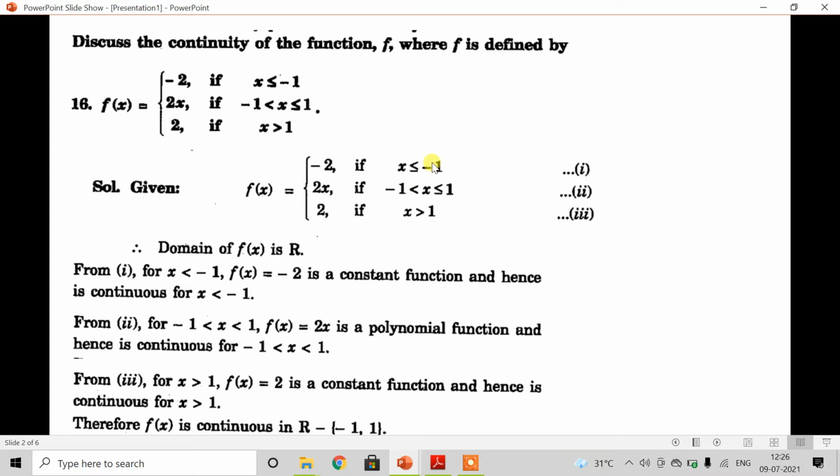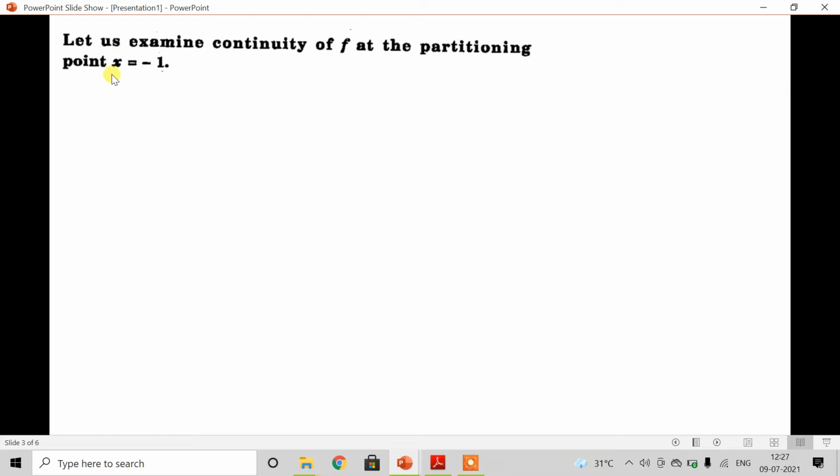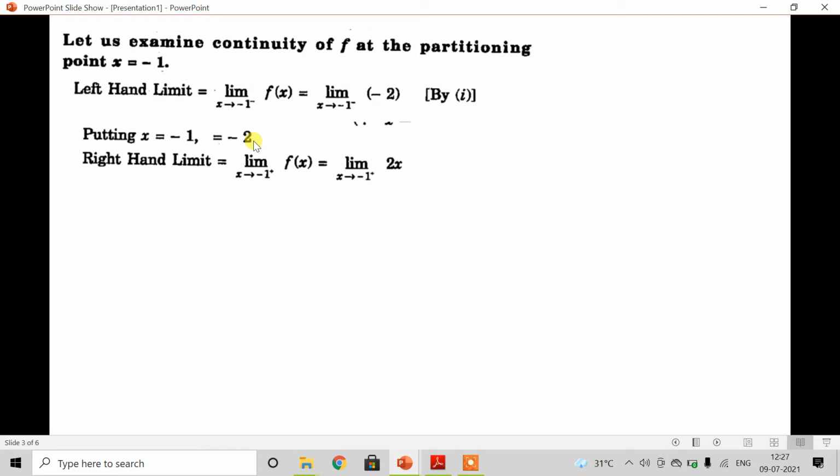Now let us check the continuity of the function at the partition points. First of all, let us check the continuity at minus 1. At minus 1, the left hand limit will be limit f(x) as x approaches minus 1 from the left, that is minus 1 minus. Now on the left of minus 1, the function is defined as minus 2. So f(x) will be replaced by minus 2. Now this is a constant, so whatever the limit, its value will remain minus 2. So the left hand limit becomes minus 2.